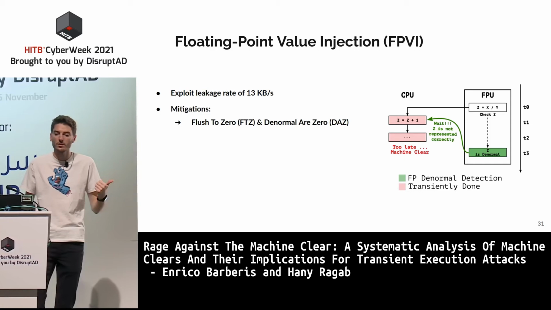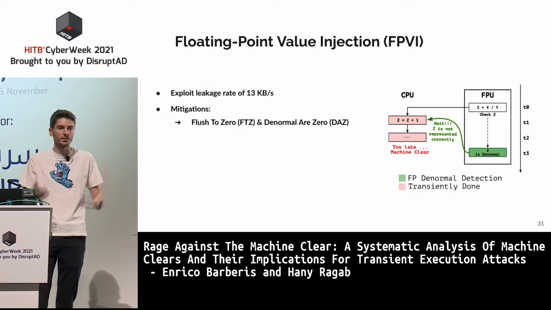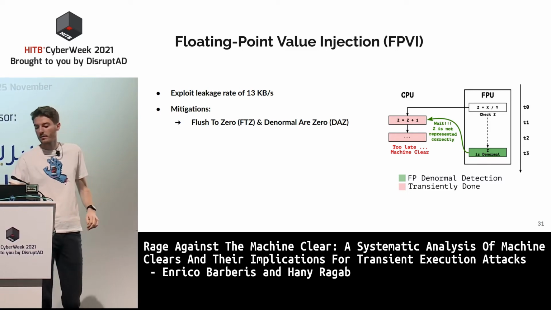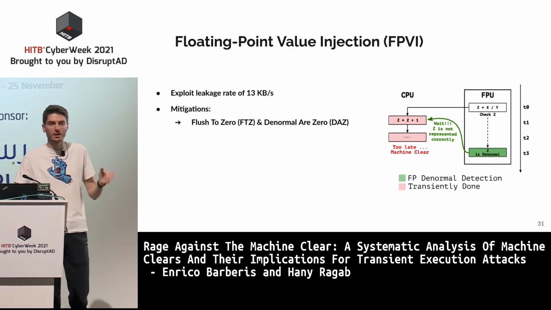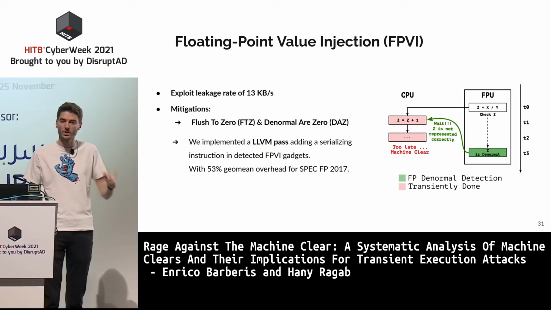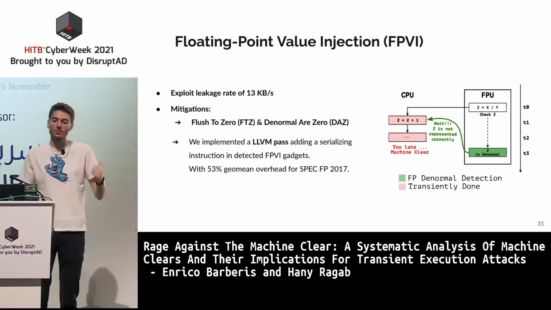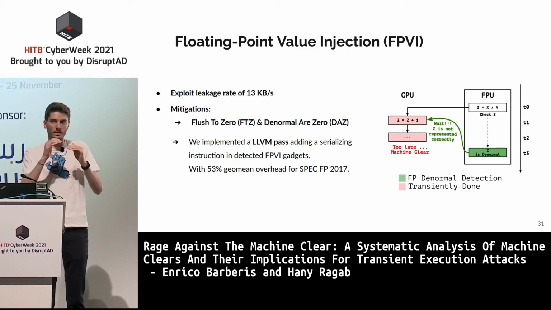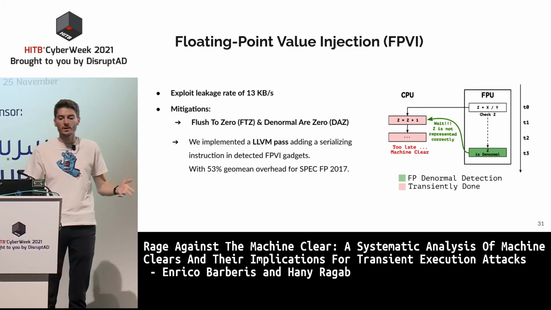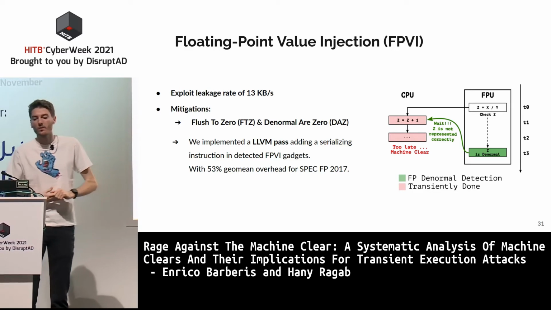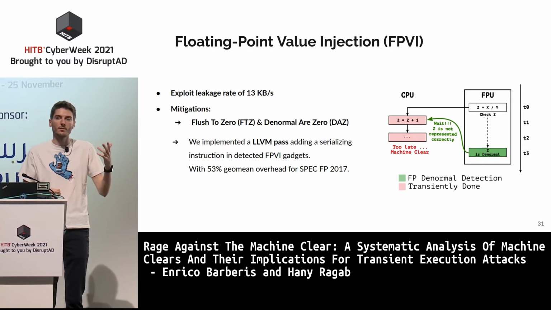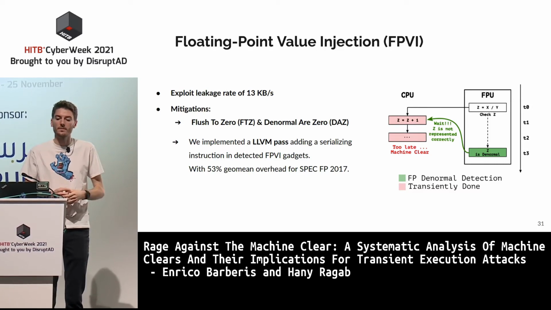The first one is to disable entirely these special floating point numbers. There are some registers in the floating point unit to do that. But it's not a viable solution because many programs actually work based on this representation. So we tried to implement a compiler pass to basically serialize the processor pipeline to avoid this speculative execution. However, the overhead is quite significant. It's at least 53% on a heavily floating point suite.